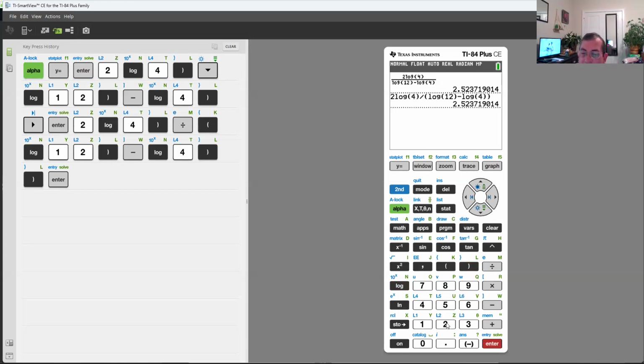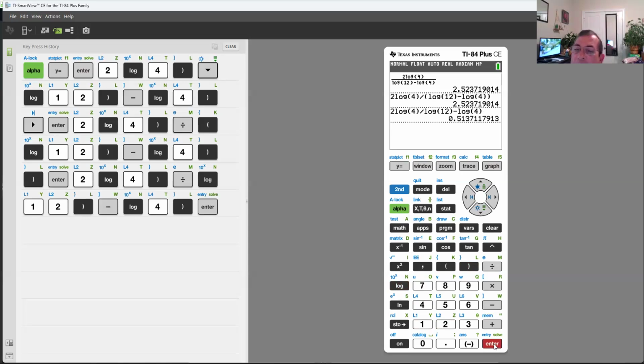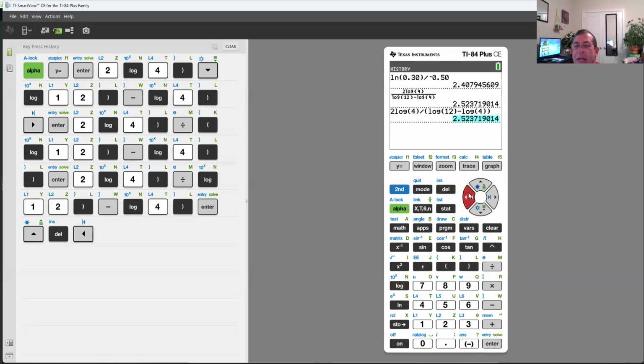Now, watch what happens if you don't use those parentheses. Say you did 2 log 4 divided by, what was my bottom? Log 12 minus log 4. So I didn't use the extra parentheses, y'all, so watch what happens. It gave me the wrong answer, okay? So you want to do the extra parentheses like this one, okay?